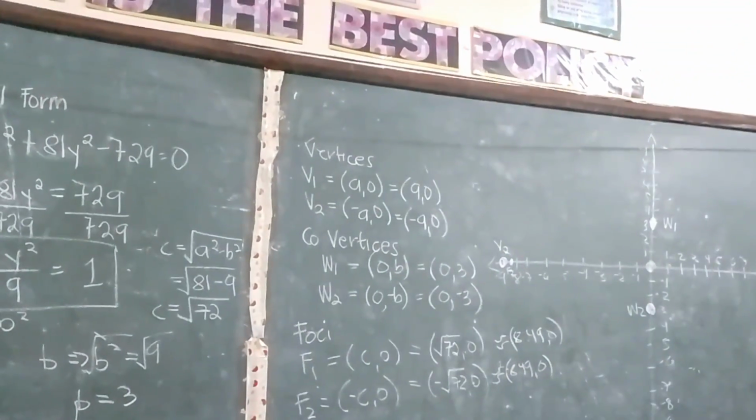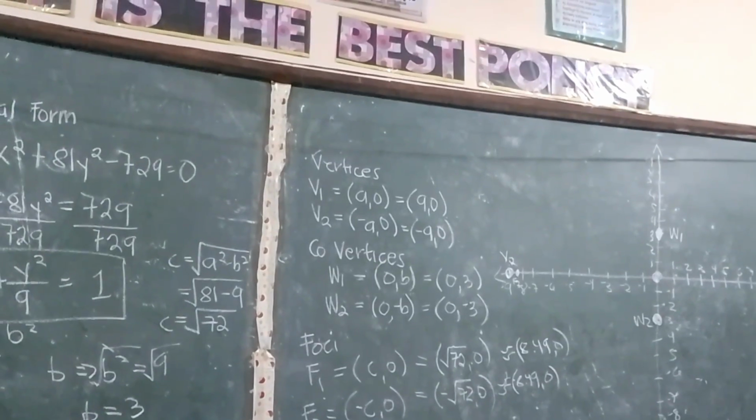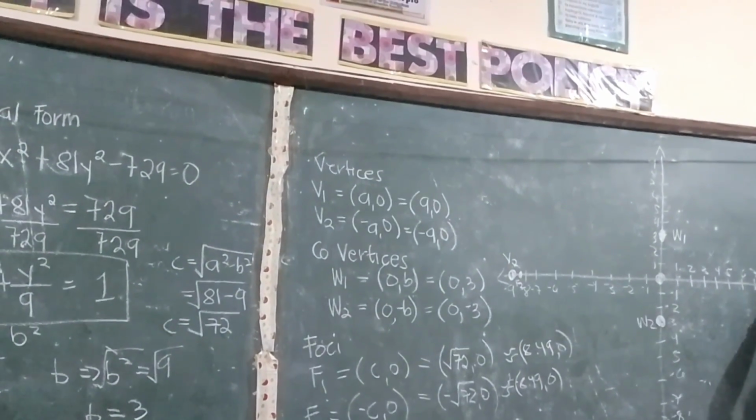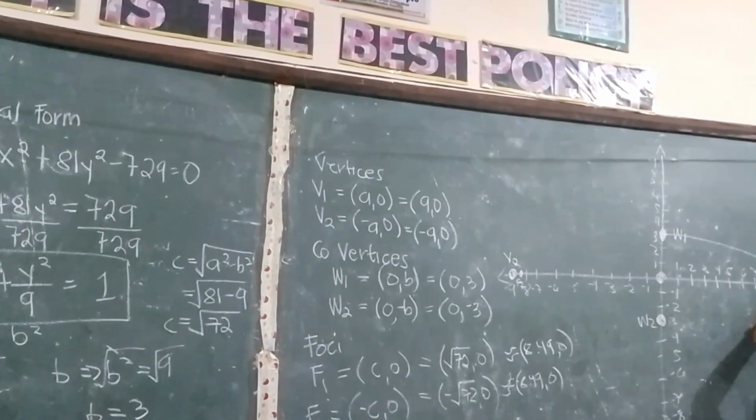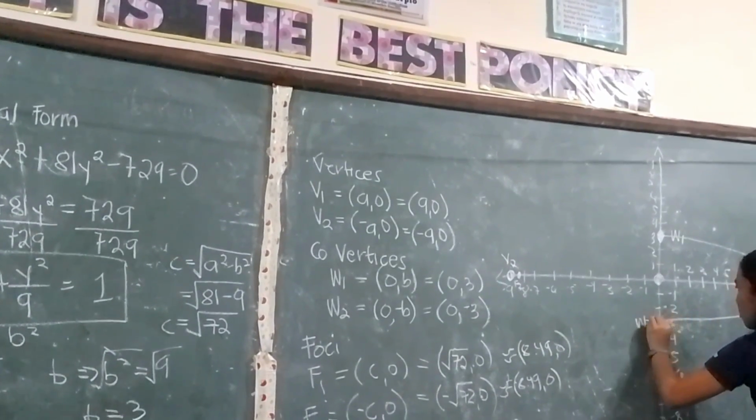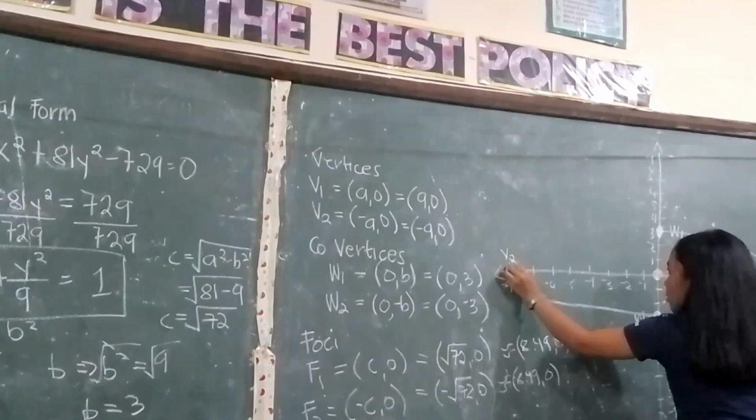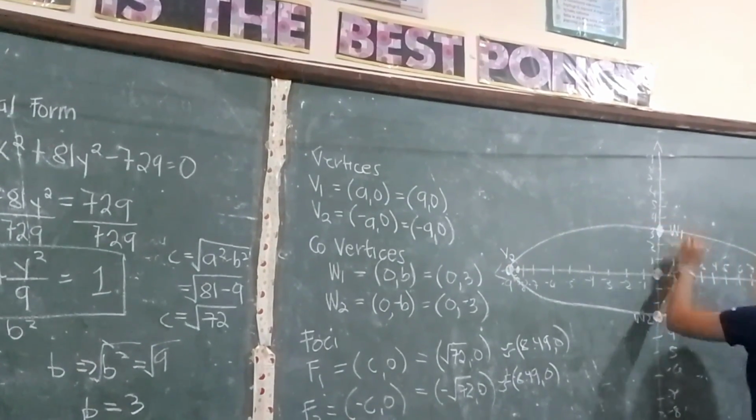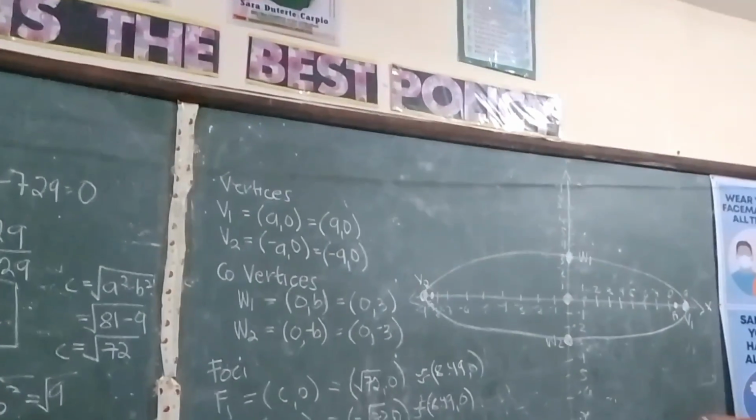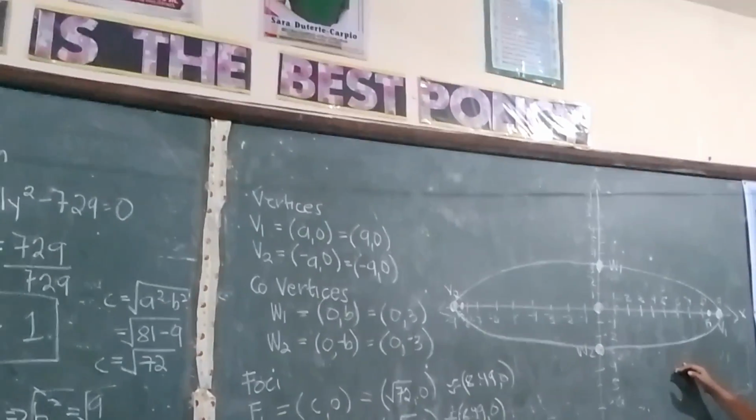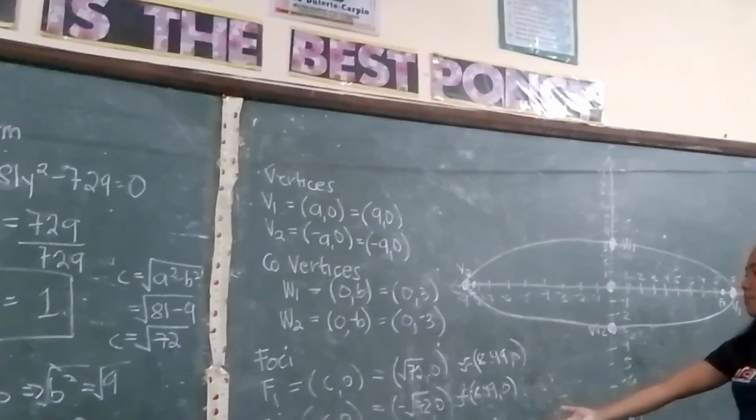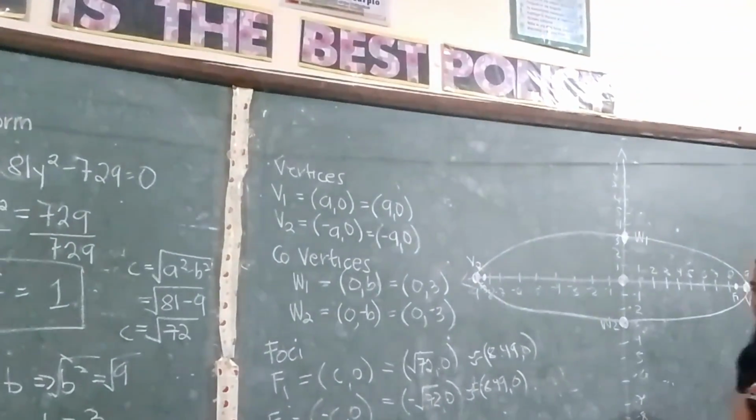And yes, we can now sketch our graph. So from here, we have this, to this, to this. Okay, this is our graph in our rectangular coordinate system with these coordinates.